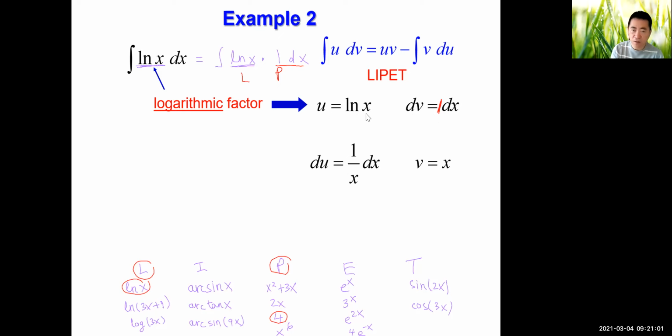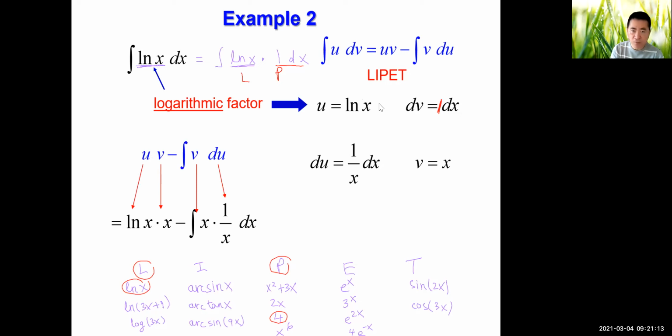So when I have everything I need, apply the uv minus integral of v du formula. So u times v. This time u is natural log, v is x, minus the integral of v, which is x, and du is 1 over x, right? So we apply the product rule for the integral, which we call the integration by parts formula, right? After you apply the formula, what's next?